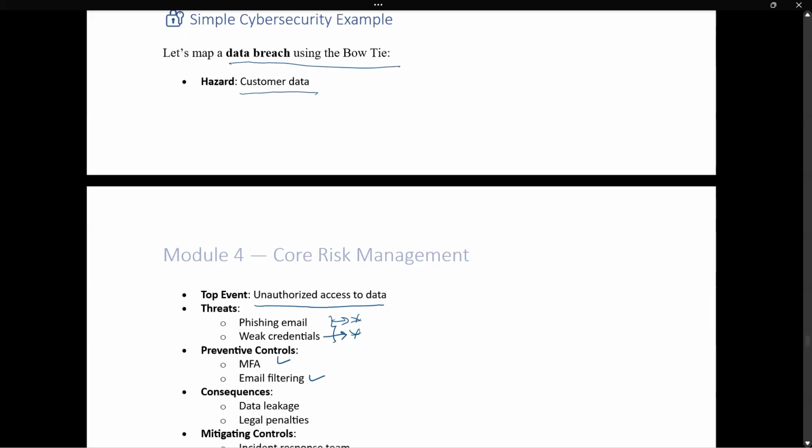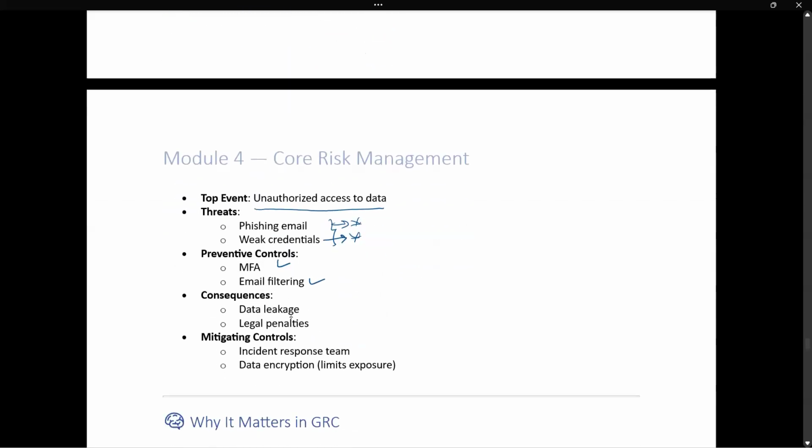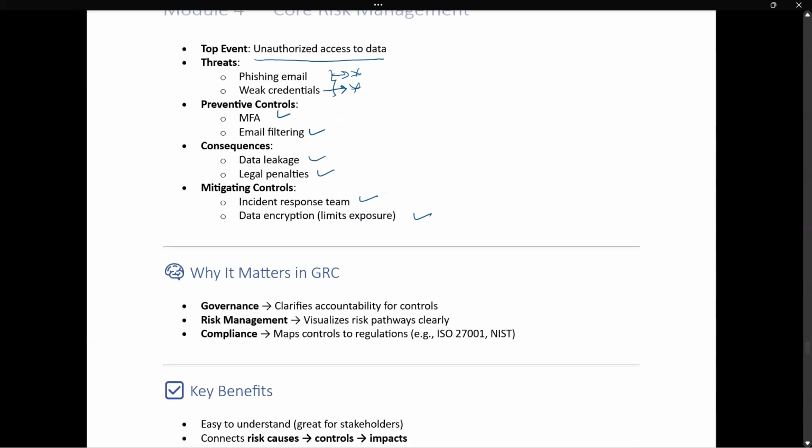Consequences are very evident: data leakage, legal penalties. If you are losing your data, you will have legal penalties as well. Mitigating controls: once you get this attack, you will have an incident response team working to recover from this incident, and you will also have data encryption. If you have encrypted data, even if somebody is able to access the data, they will not be able to use that data. So always keep your sensitive data encrypted.